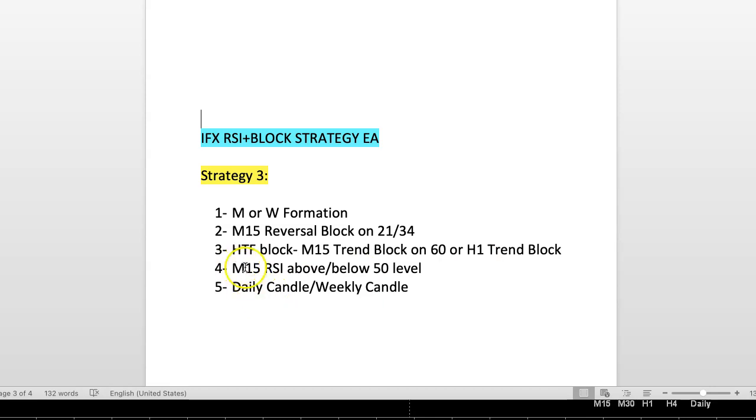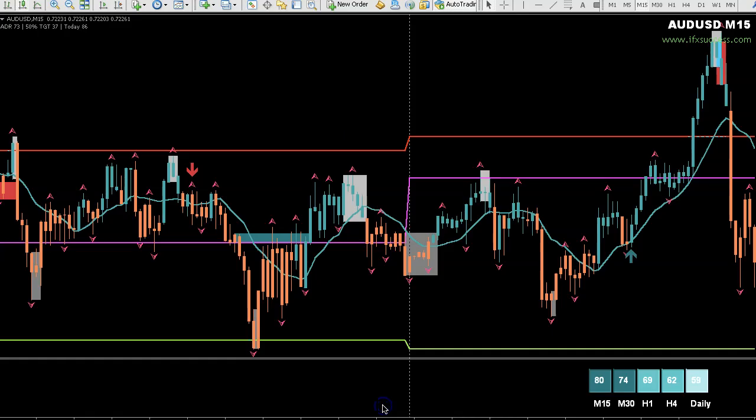Then we're going to use the M15 RSI above or below 50 levels, so the RSI trend, okay, very important, not the RSI overextended. And then the daily candle or weekly candle. So very simple strategy that we're going to be using with the EA. And what is it that we're going to be using? So for example, this is the reversal block, the one in gray, and this is the trend block.